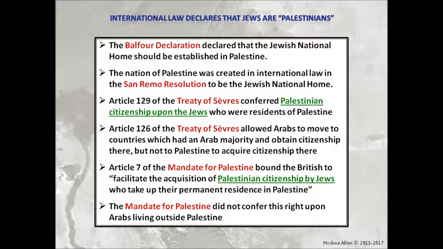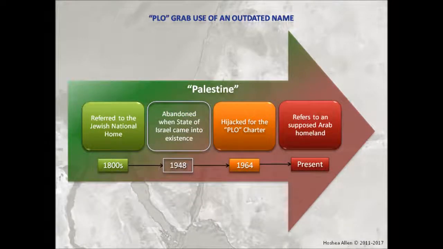So how did a name which was used in international law to refer to the Jewish national home become popularized as an Arab ethnic and national term? Historically, you probably already know that the term Palestine was the name given by the Romans to the ancient land of Israel in the year 136 of the Common Era to disconnect the Jewish people from their land.